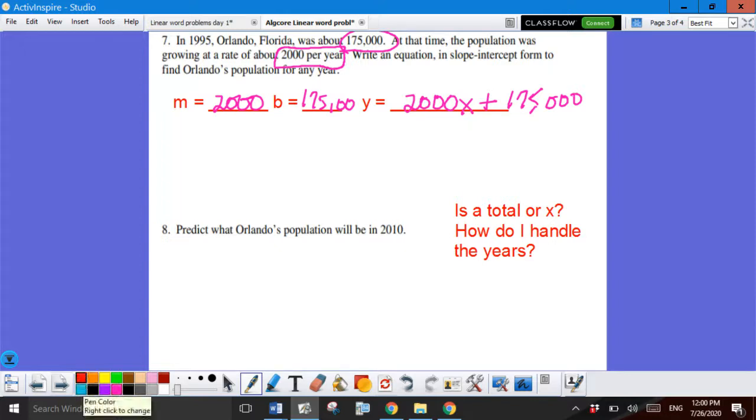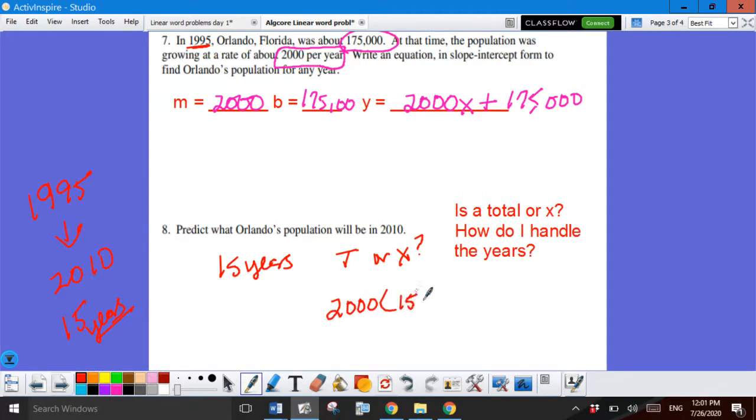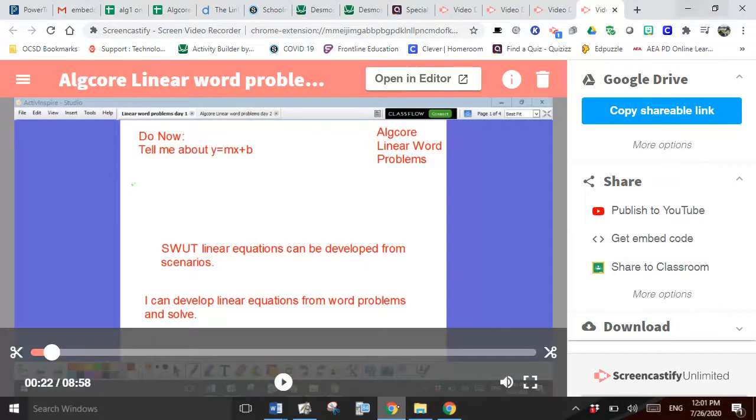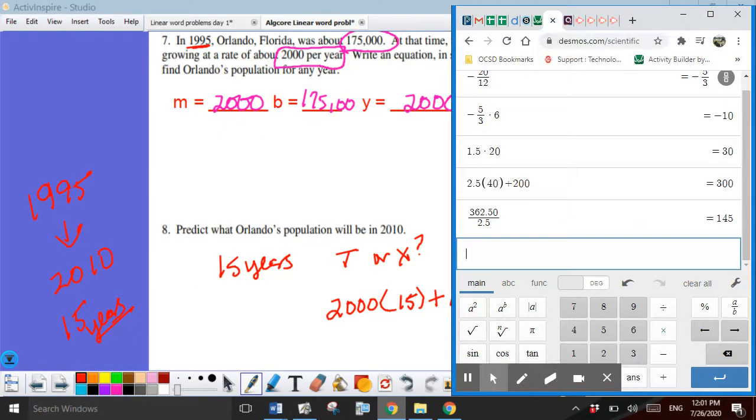Well, let's think about this. What year did it start? What started in 1995? So I was at 1995. I went to 2010. So how many years is that? That's 15 years. Okay, so I'm really looking at 15 years. Is that a total or is that X? It's X. So 2,000 times 15 plus 175,000 is going to give me my total.